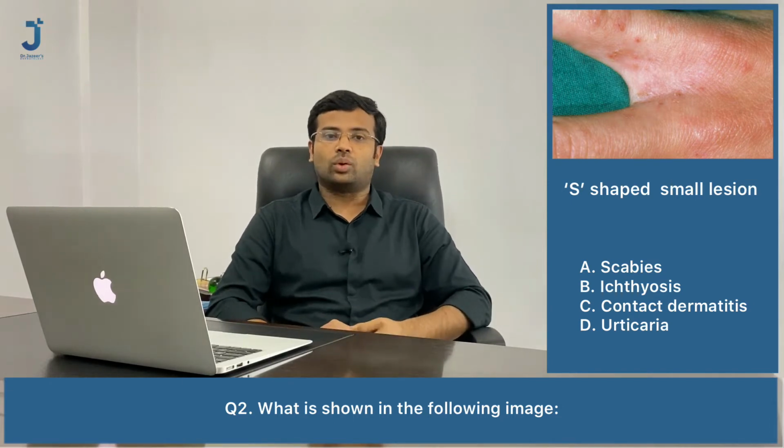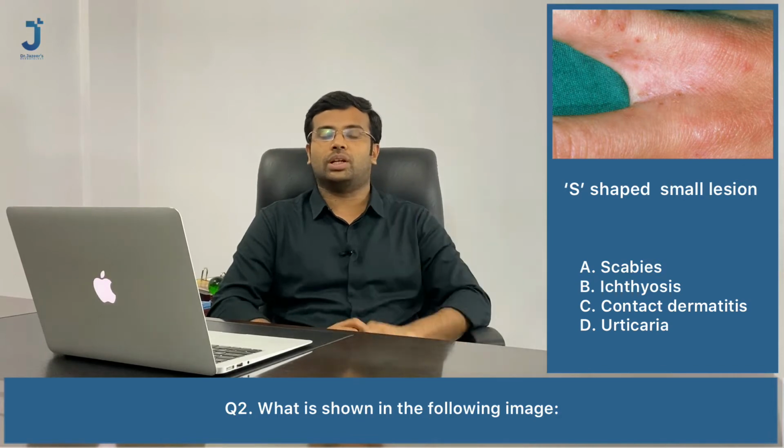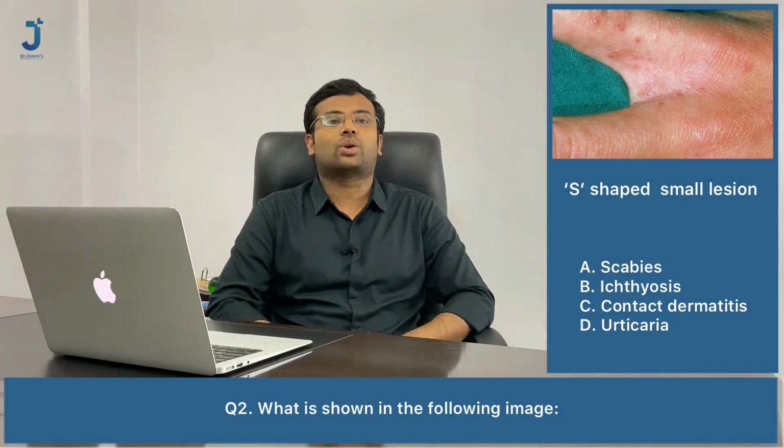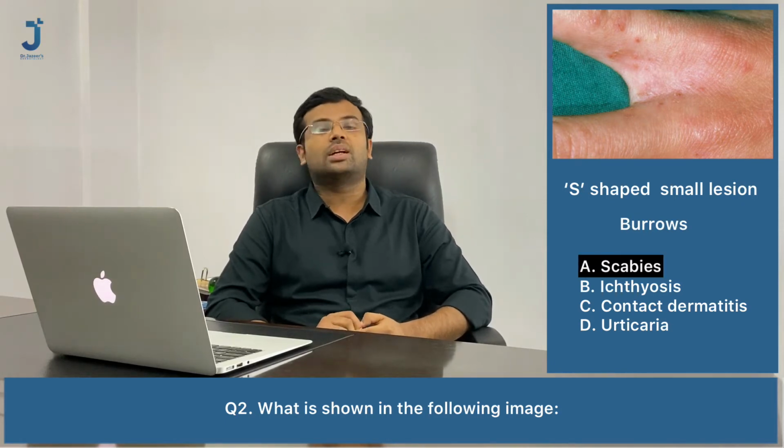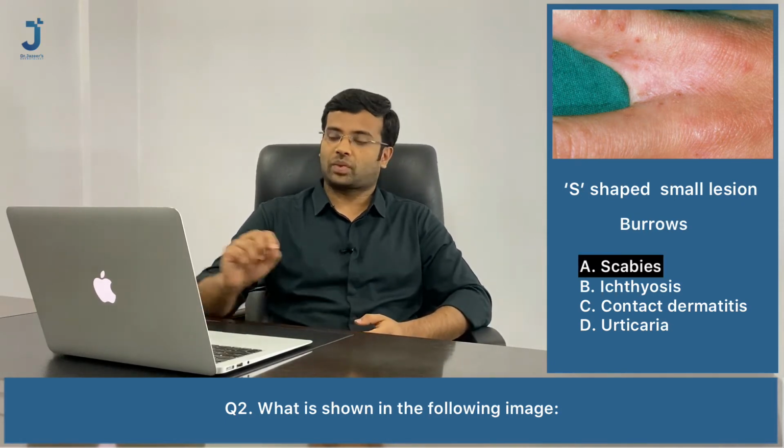Pretty easy to rule out, because in which disease do you find these kinds of S-shaped lesions beneath the skin? That is called burrows, and burrows are seen in scabies. So the answer here would be scabies. So now let's go to the next question.